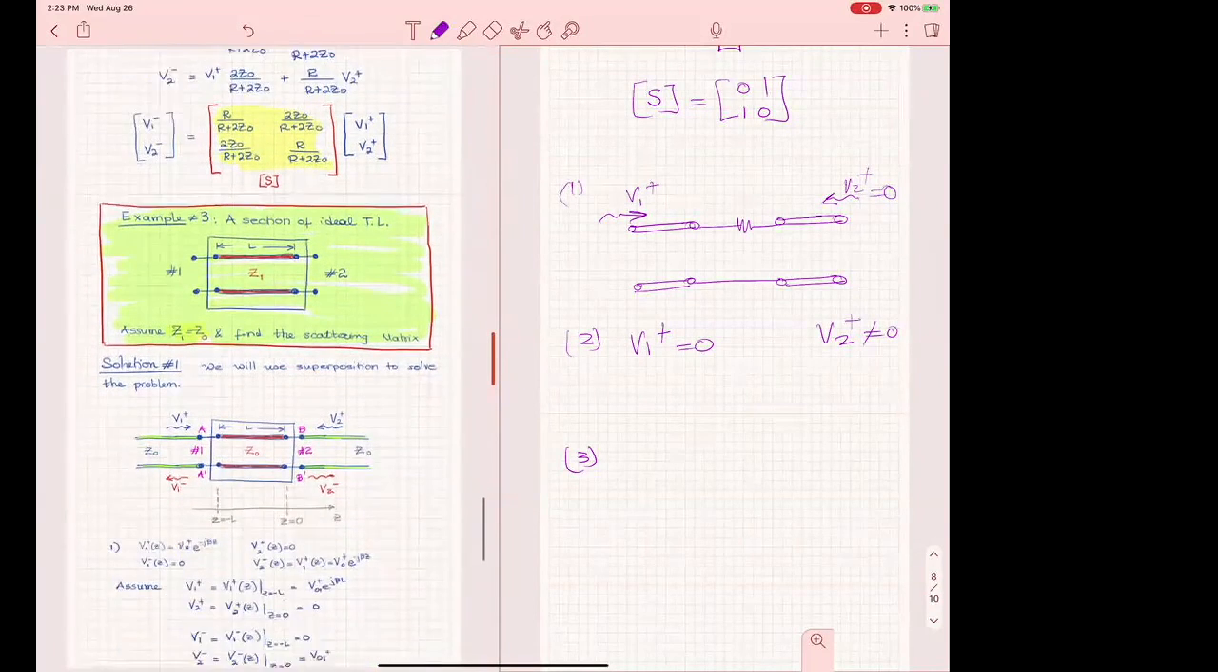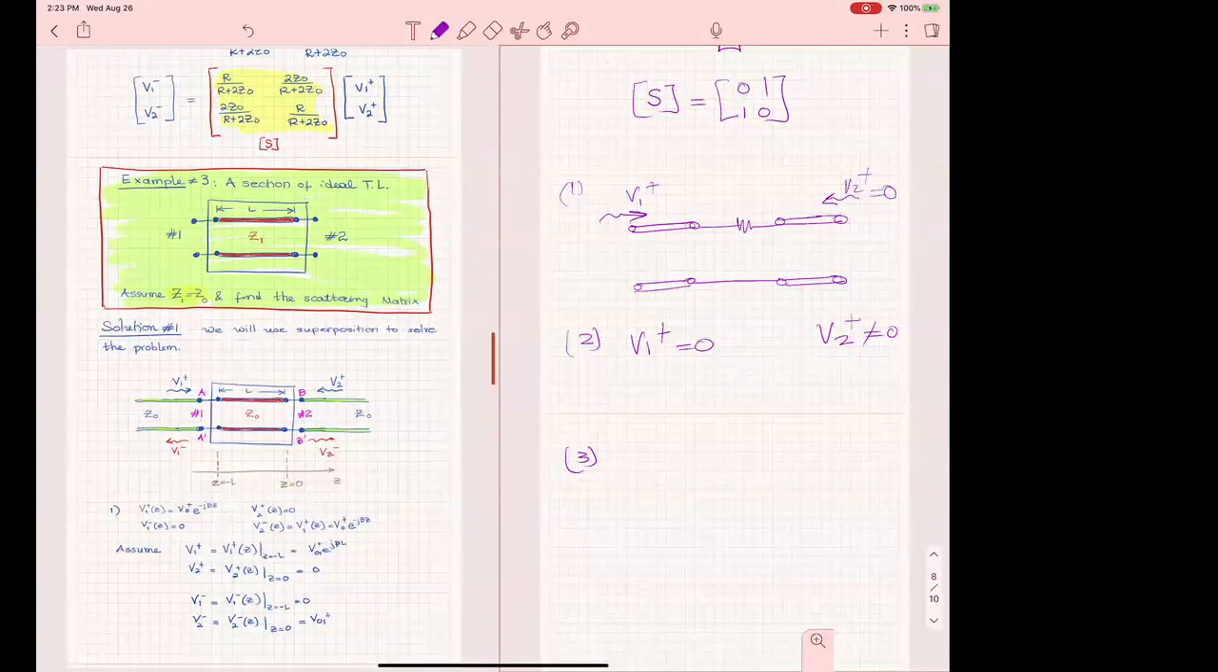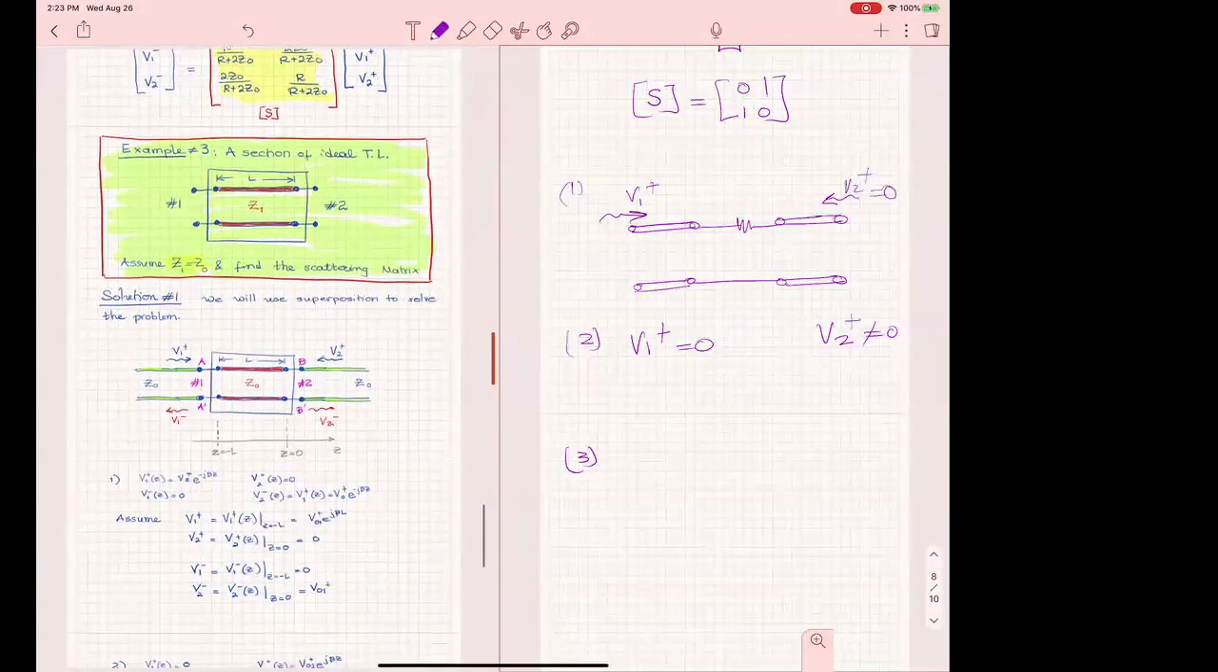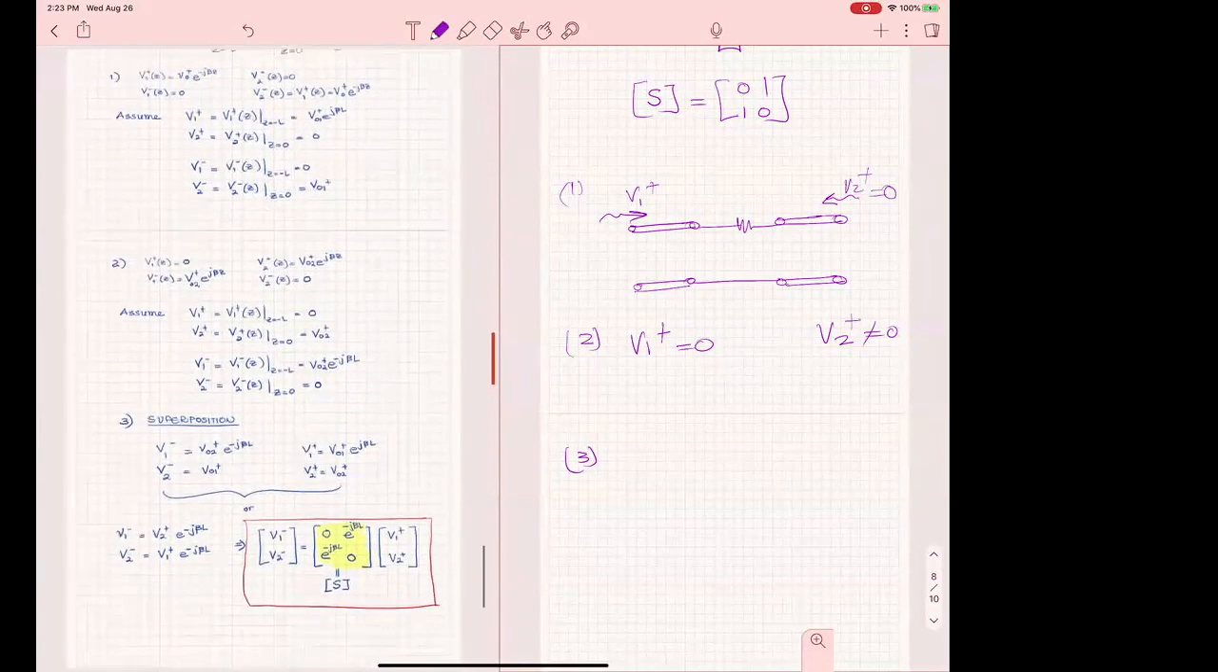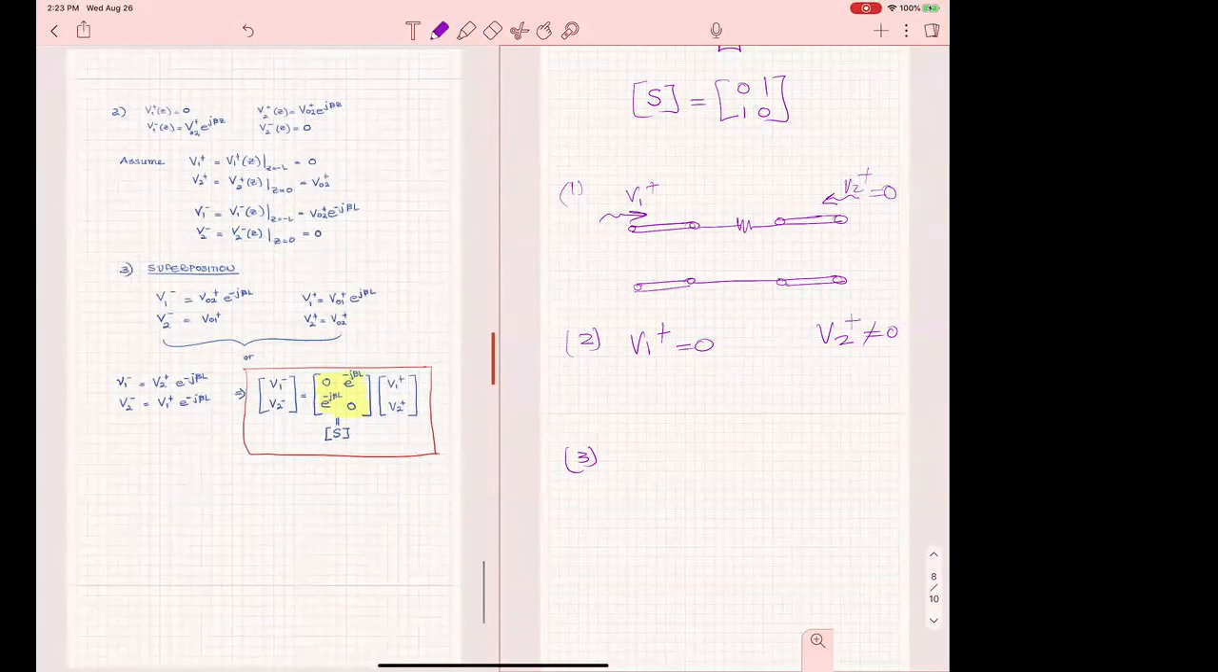And then finally, I did an example 3 that shows the 2-port is just a section of a transmission line that you put in between. And I selected Z1 for simplicity to be Z sub naught. And I solved that problem and I found the scattering matrix.